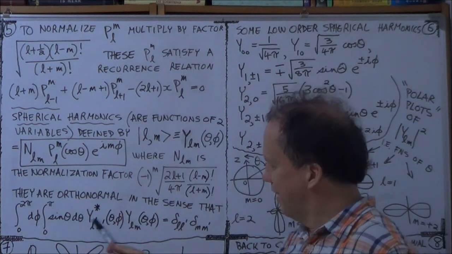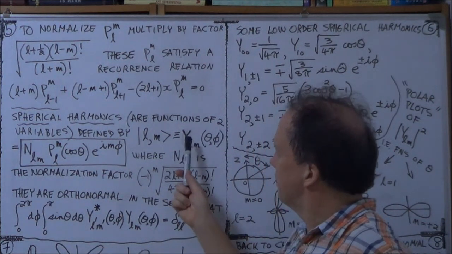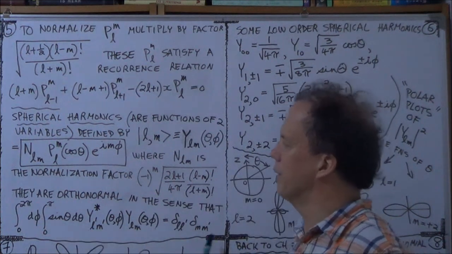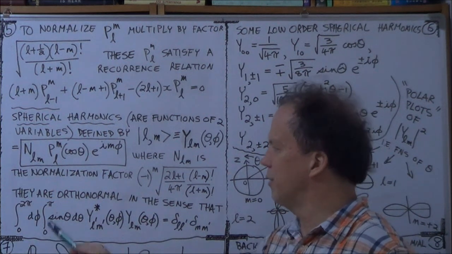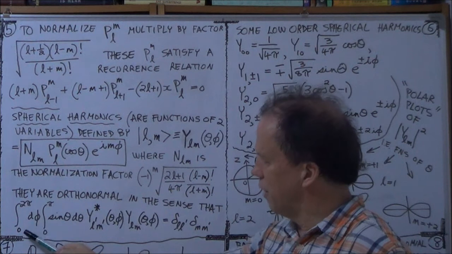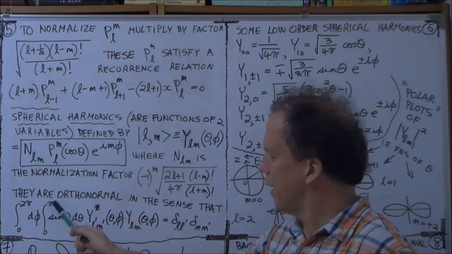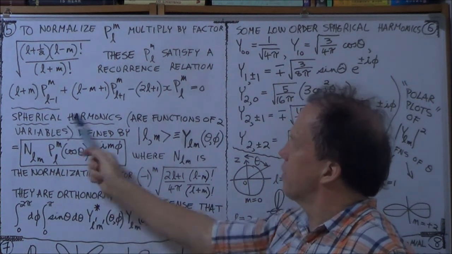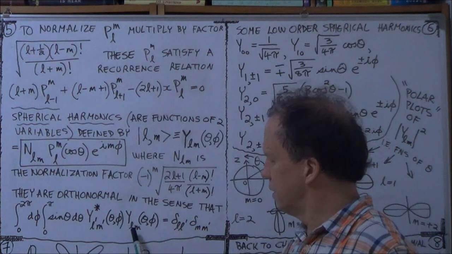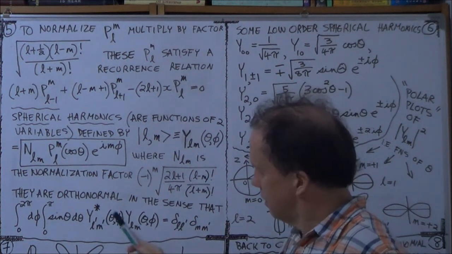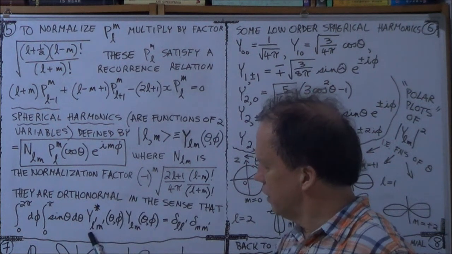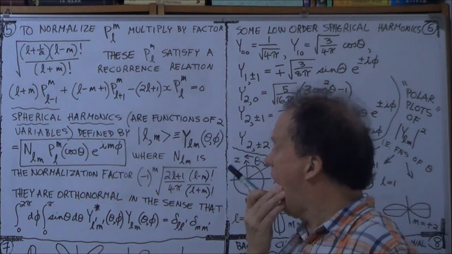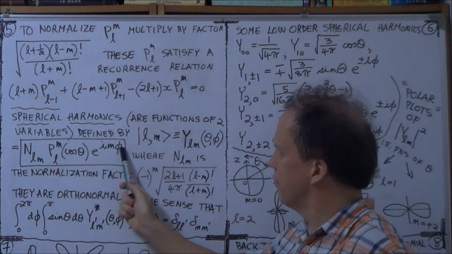For example, two of these spherical harmonics are orthonormal in the following sense, according to this formula. You've got a double integral over angles this time: phi over 0 to 2 pi and theta over 0 to pi, and a product of two spherical harmonics with L dashed and M dashed, and L and M. So these two spherical harmonics have different L values and different M values. They're both functions of the two angles, theta and phi, obviously.